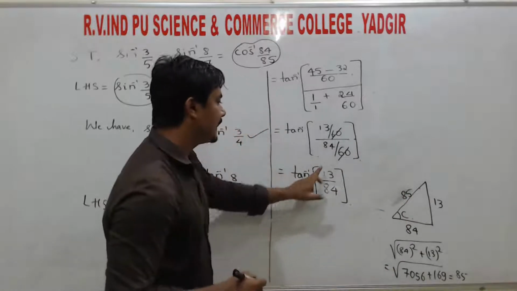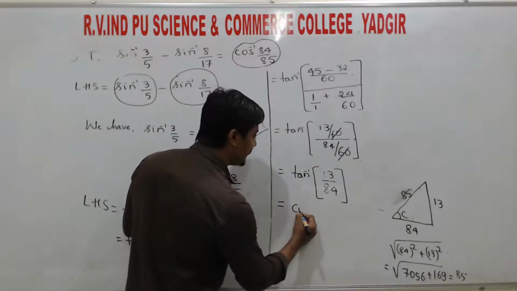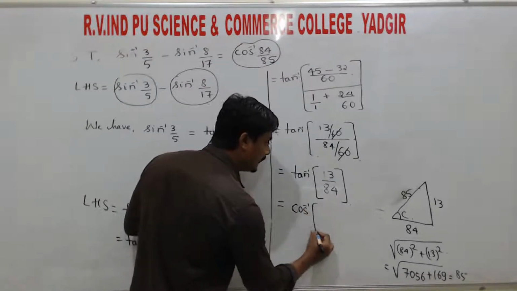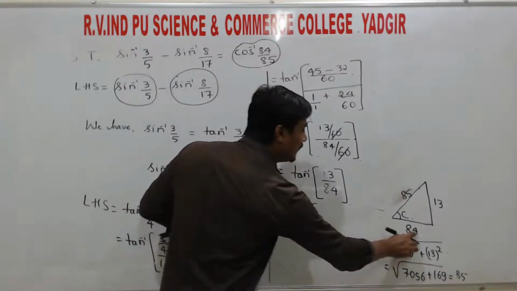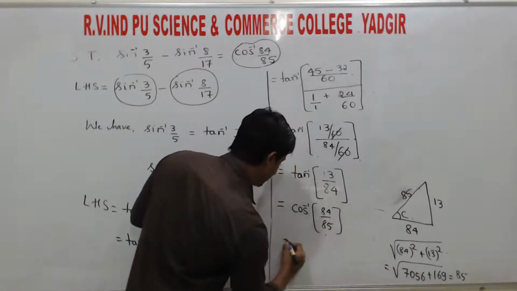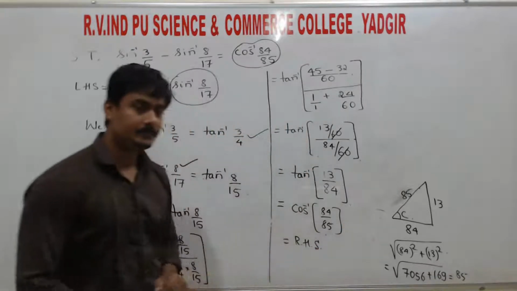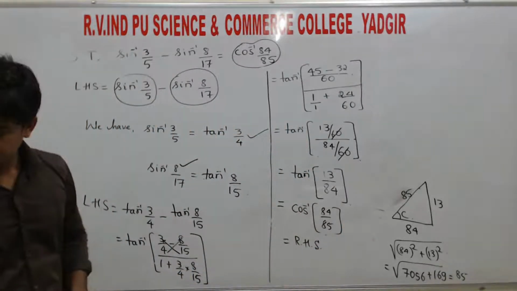Okay. So this is tan inverse 13 divided by 84. If I express it in terms of cos inverse, what is the cos formula? Adjacent side divided by hypotenuse. This is the required right hand side. Is that clear? This is the solution.